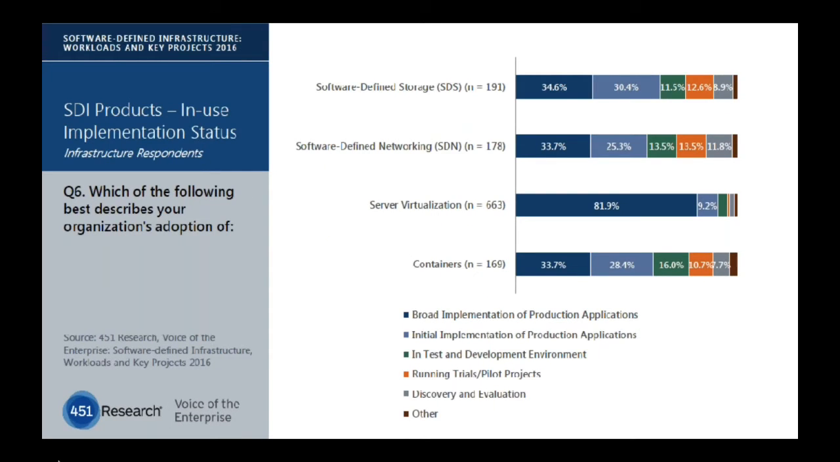And here's how these technologies are being adopted. This slide shows whether a particular SDI technology is broadly implemented, initially implemented, in test development, in pilots or trials, or just under evaluation. Software-defined storage, SDN, and containers are all broadly or initially implemented in 60% to 65% of the enterprises we surveyed.